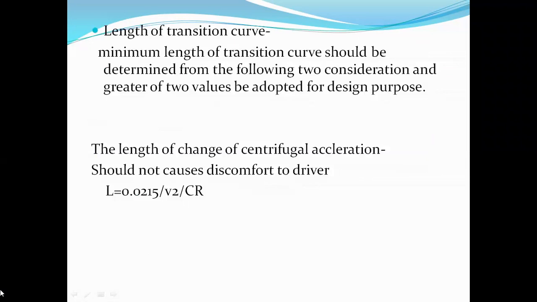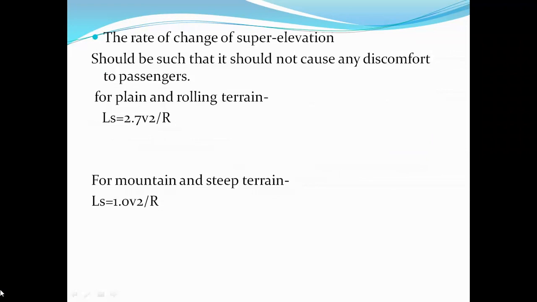Then we had discussed the length of transition curve. The length of transition curve is calculated by two considerations. The first consideration is the rate of change of centrifugal acceleration, and second is the rate of change of super elevation. Of these two, the value which is the greatest is considered for the calculation of length of transition curve.